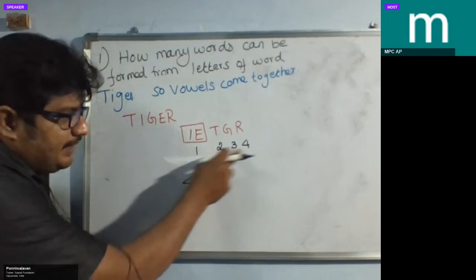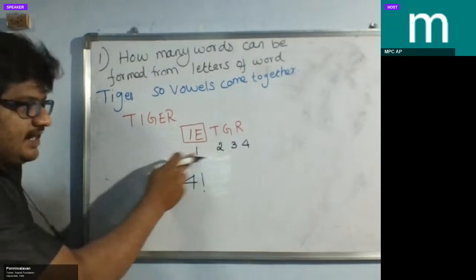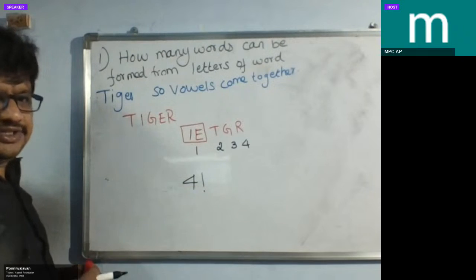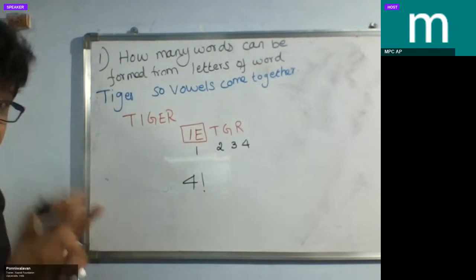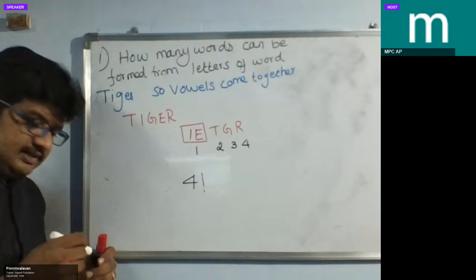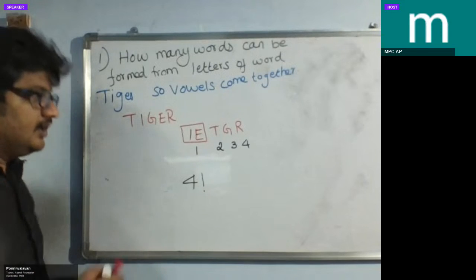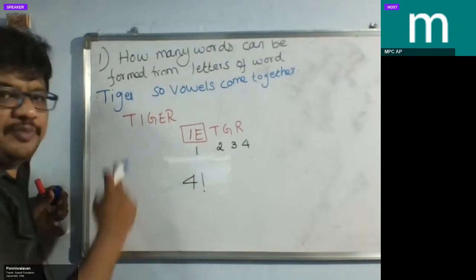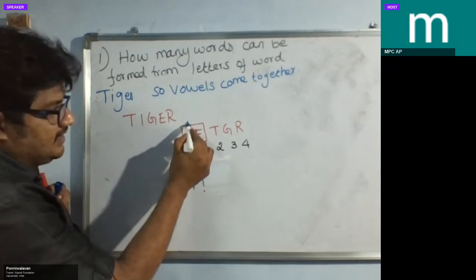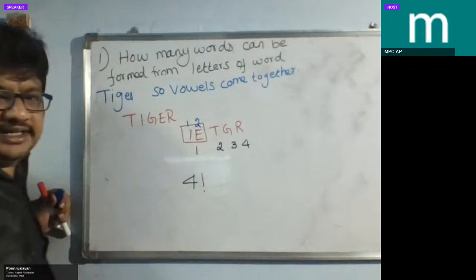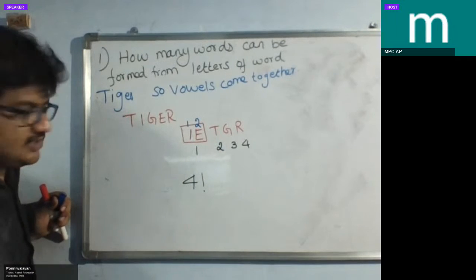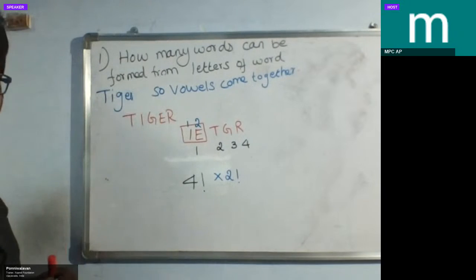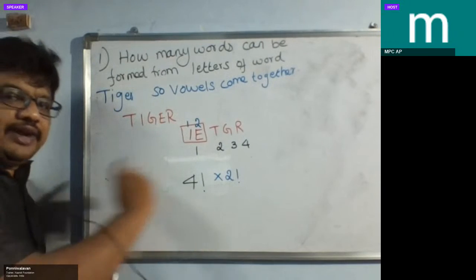Then what you need to check? Is there any repetition? First you need to check that. No. Then leave it. But it doesn't end here. How many letters are you taking as a single letter? 1, 2. Two letters. So into 2 factorial.